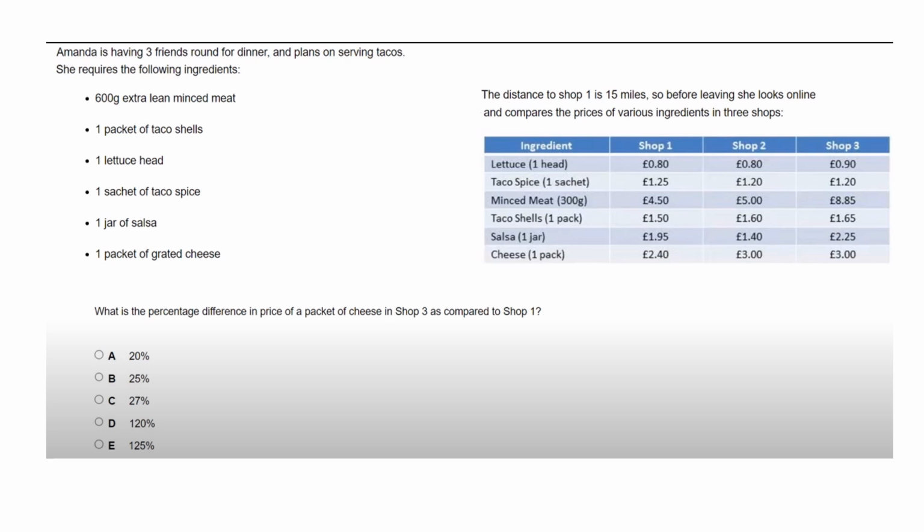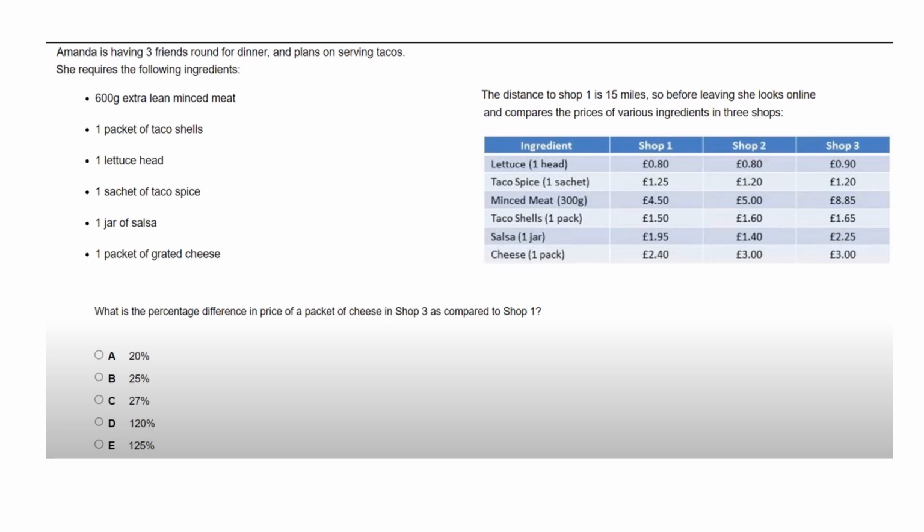So, what you do is you look at the difference, because that's what it asks for as percentage difference. So you just look at the difference in cost in shop 3 compared to shop 1, which is 60p. And it says express that as a percentage of, because it's compared to shop 1. So that's as a percentage of £2.40. So it's a quarter, and therefore it's 25%.